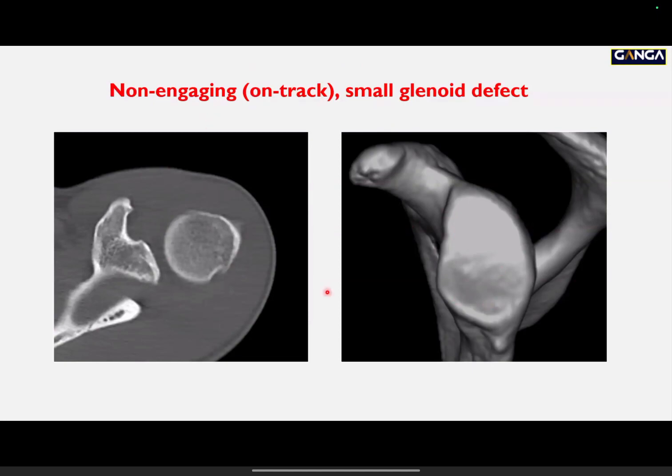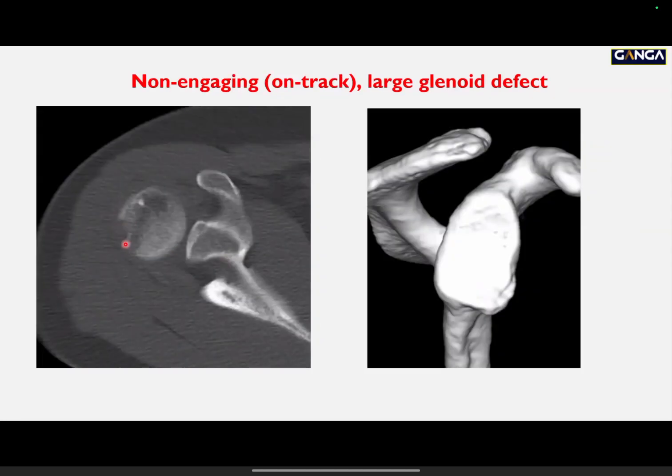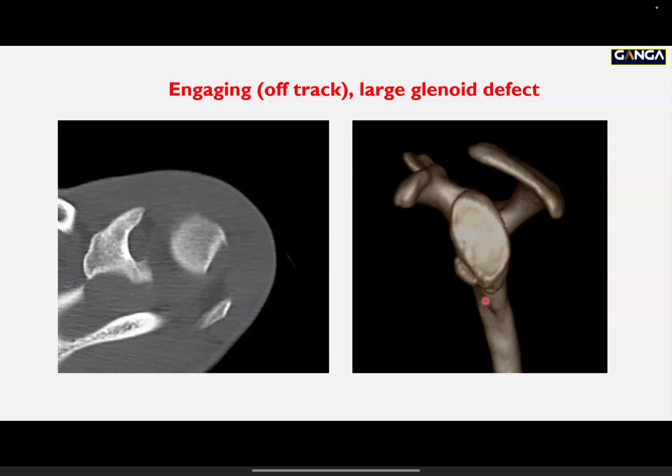So these are a few examples. You can see there is a very small Hill-Sachs index and a very small bony defect of glenoid. Both are very small, so this is an on track lesion. Then here the Hill-Sachs index is quite big and the glenoid defect is very small, so this is an off track or engaging lesion. Here the Hill-Sachs index is very small, but the glenoid track is big compared to the Hill-Sachs index, so it's an on track lesion. And again here, the glenoid defect is quite big, but the Hill-Sachs index is also big, so this is an off track lesion.